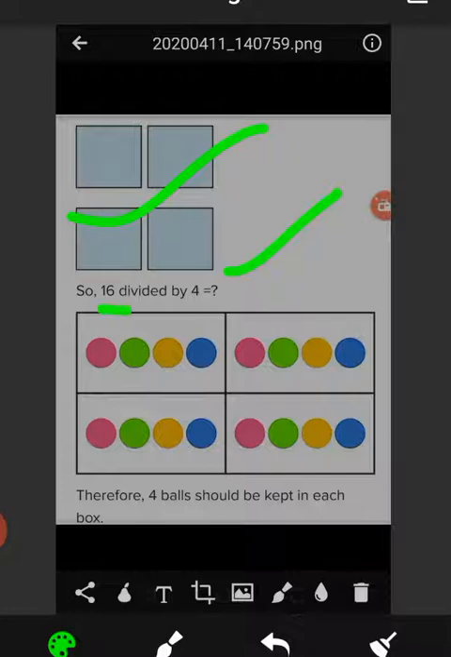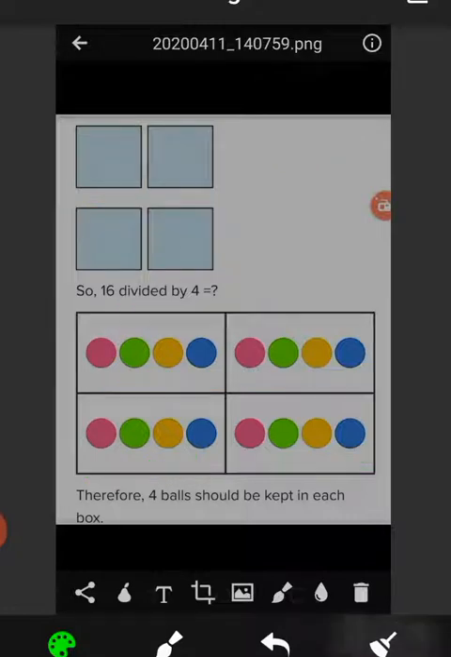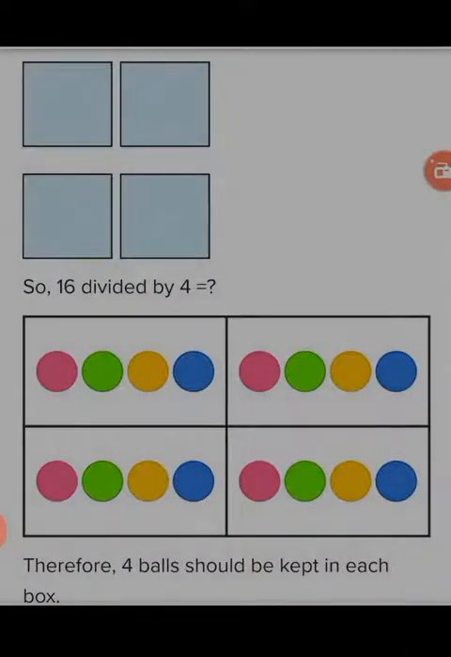You need to keep 16 balls. So in each box you will keep 4 balls. Clear? Because you divided 16 by 4. When you divide 16 by 4 you will get 4. So in each box 4 balls are kept. Clear? So here the concept of division is used.